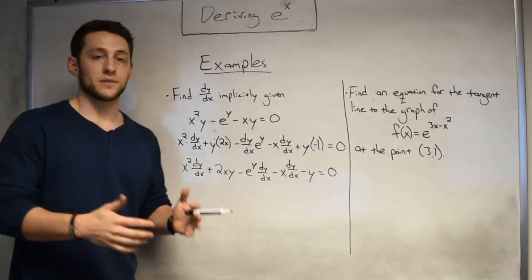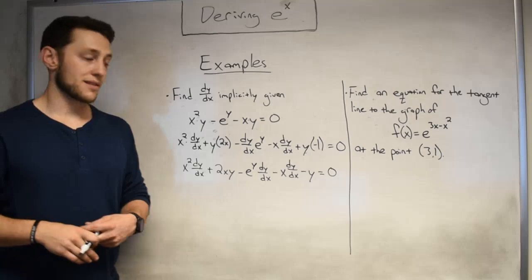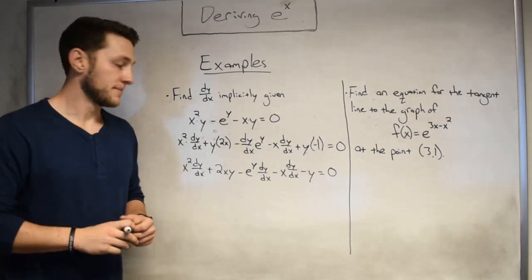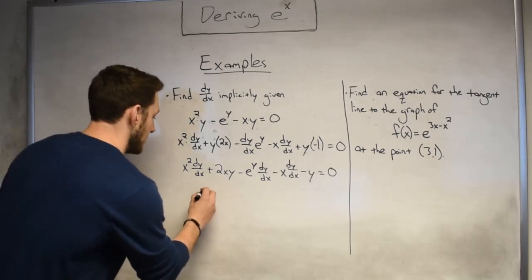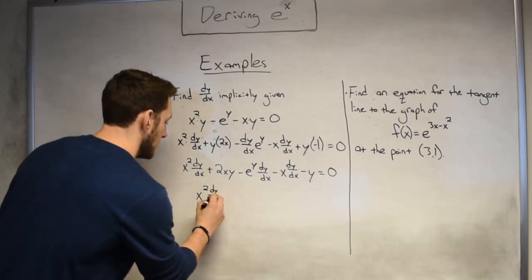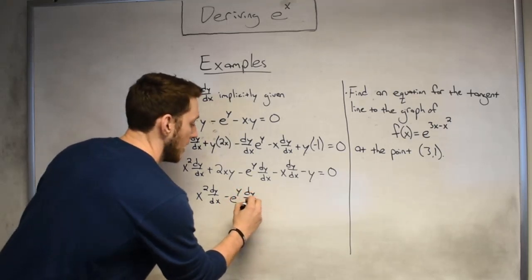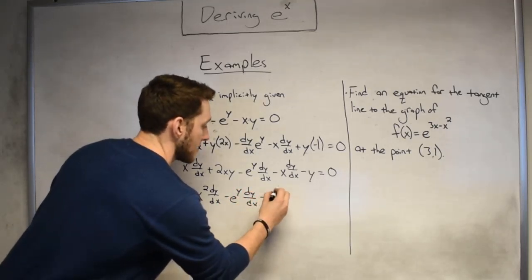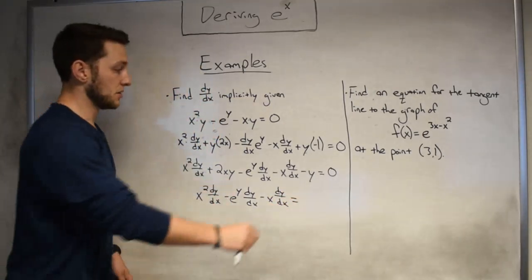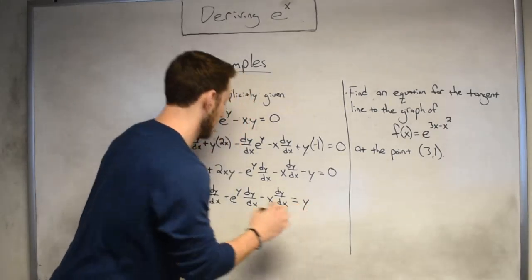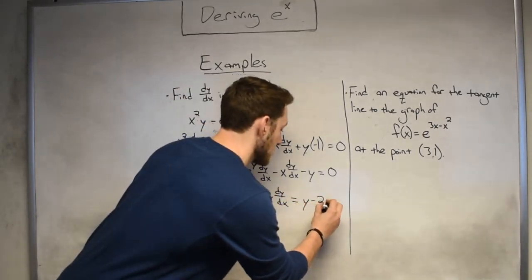Then what we're going to do is that dy over dx rodeo. Round up all the dy over dx to one side, push everything else to the other side. Now most everything's going to stay on this side, leaving me with x squared dy over dx minus e to the y dy over dx minus x dy over dx. That's all equal to adding over the y and subtracting over the 2xy: y minus 2xy.